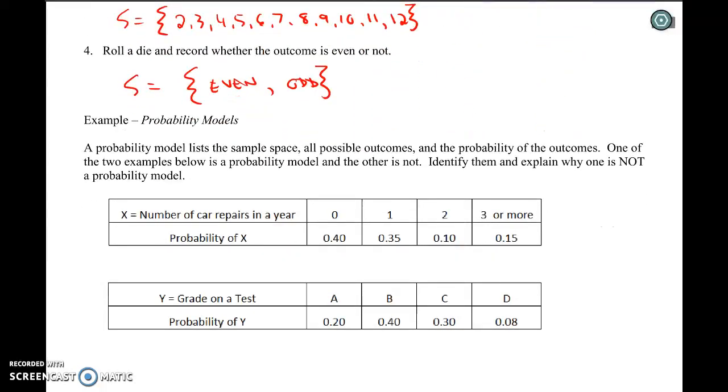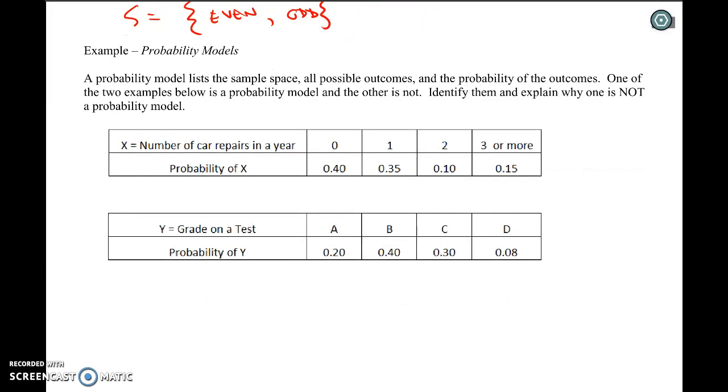All right, so let's talk about probability models. A probability model, remember, lists the sample space, all the outcomes, and then their associated probabilities. That's what makes a probability model, if you will. A probability model lists the sample space, all possible outcomes, and the probability of those outcomes. One of the 2 examples below is not a probability model. One is a probability model and one is not. Identify them and explain why one is not a probability model.